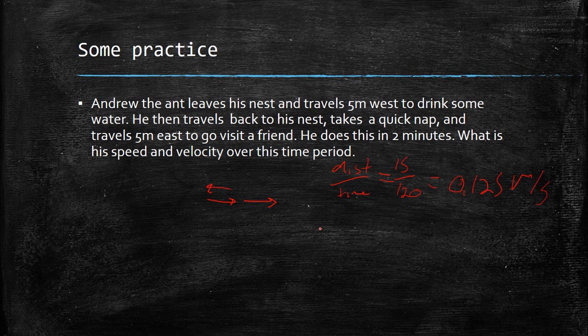What would his velocity be? Well, velocity we know is displacement over time. What is his displacement? Well, his displacement is only 5 meters east. So it's 5 meters over the same amount of time, 120 seconds. Plug that into your calculator, you get 0.0417 meters per second. But remember, it's a vector quantity, so it's got a direction, and that would be east. So if you look here, he's ended up east.